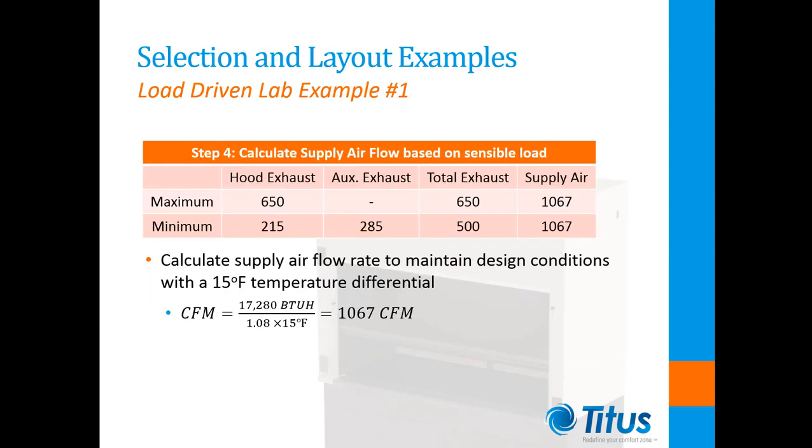However, we have not yet considered the thermal load. With a sensible load of 17,280 BTU per hour, a supply airflow rate of 1,067 CFM is required at a 15-degree supply temperature differential to maintain temperature in the lab. For this space, we'll consider a flush face radial diffuser.